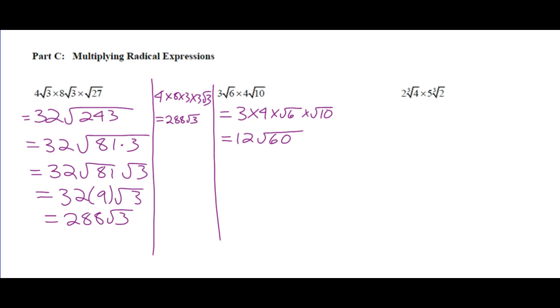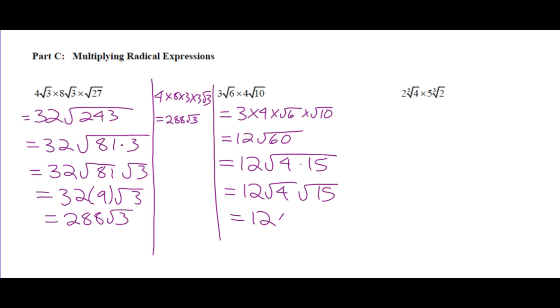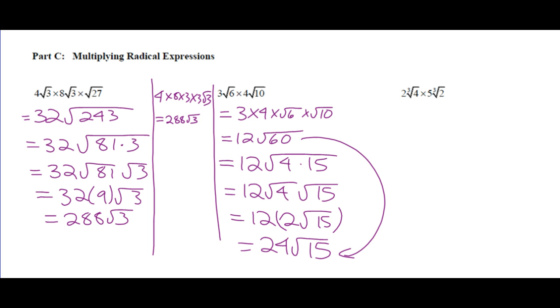Now, here's the thing though: 60 has a perfect square that goes into it. What's the perfect square? 4. So this is 12, and 60 becomes 4 times 15, which becomes 12 root 4 root 15, which becomes 12 times 2 root 15, which becomes 24 root 15. Okay, you can go from here to here. 12 root 60, you go to 24 root 15.